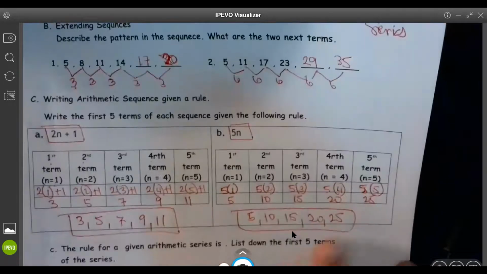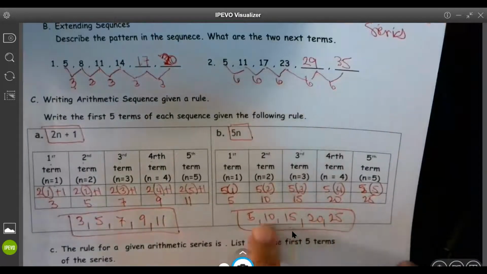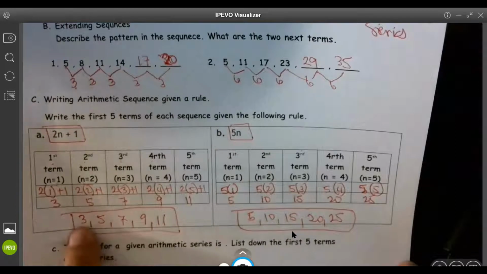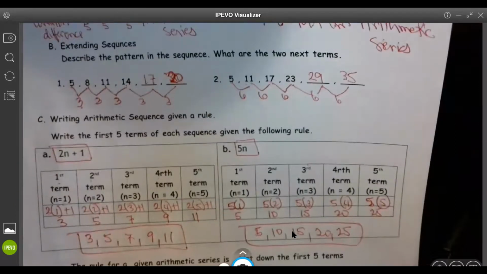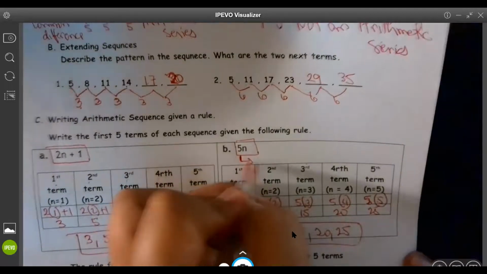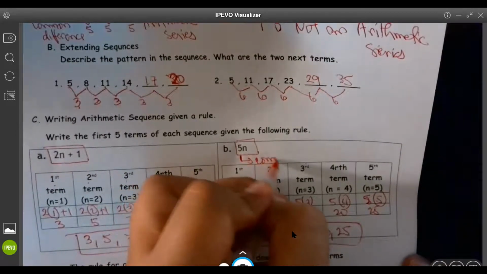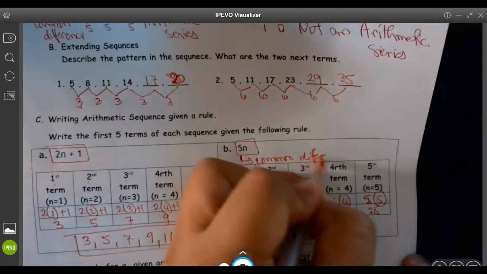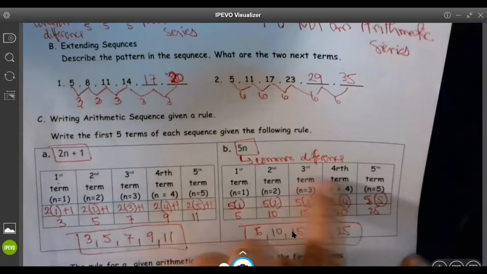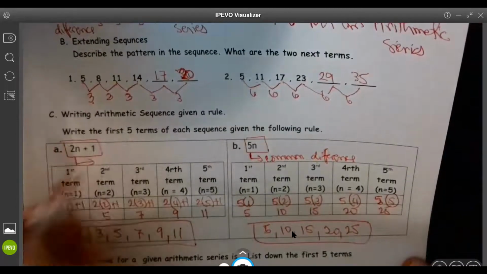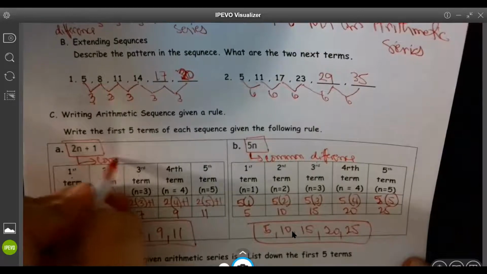And as you see, the common differences are the same. The common difference here is 5. The common difference here is 2. Now, in the formula, this 5 here represents the common difference. The common difference is 5. What's the common difference here? It is 2.